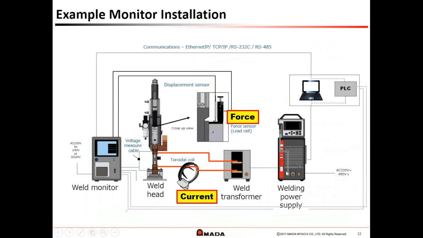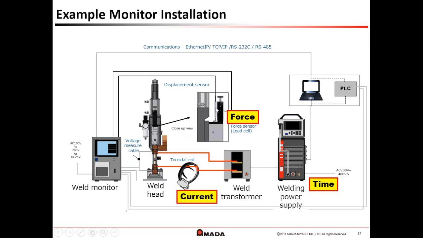And we want to keep track of the welding power supply and make sure it's delivering the right amount of time. And we measure the time from the power supply based on how long the current is actually passing through the toroidal coil. Other things that we monitor here is the voltage. We use a voltage cable that's placed across the electrodes. This monitors the voltage and gives us the capability of monitoring resistance and power as well.